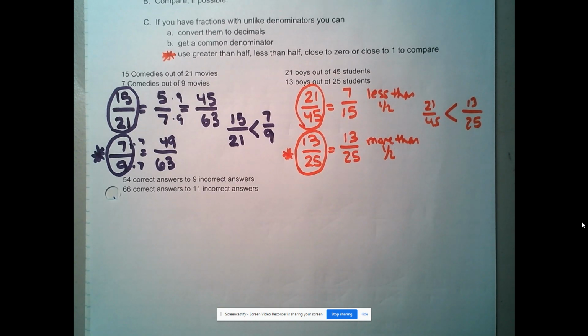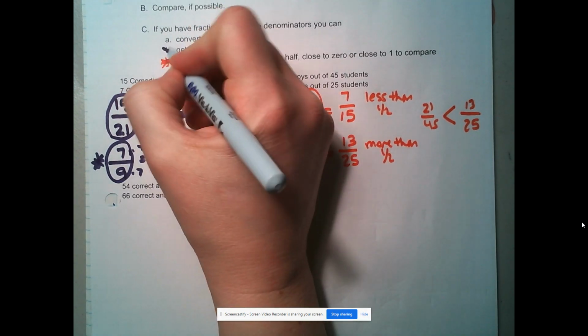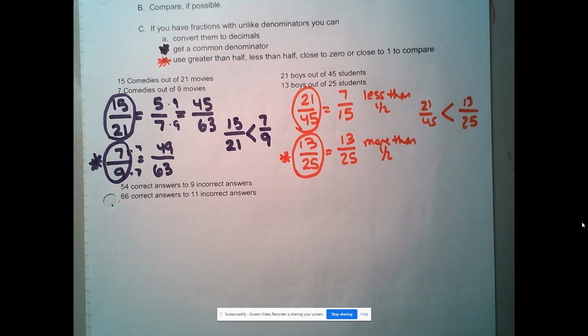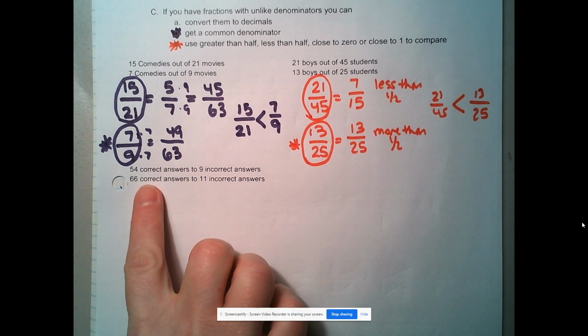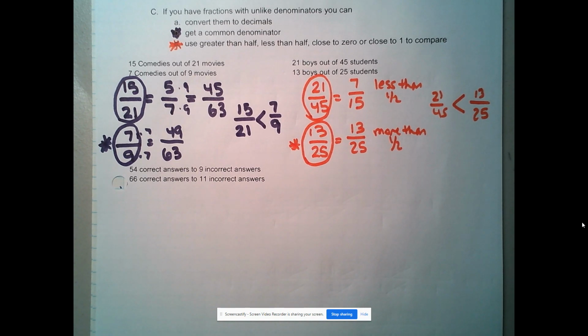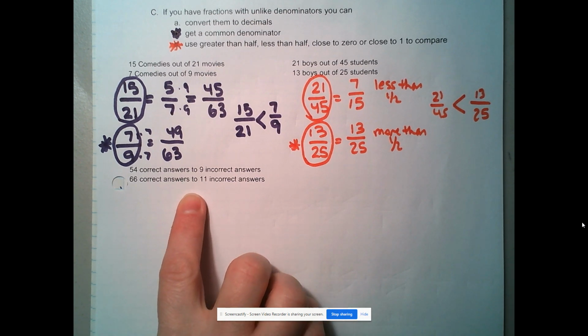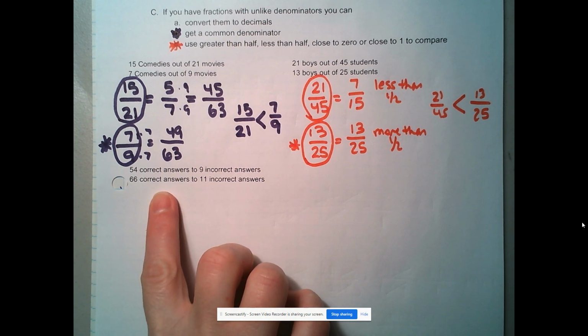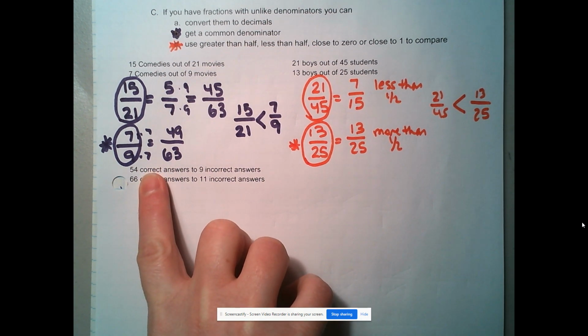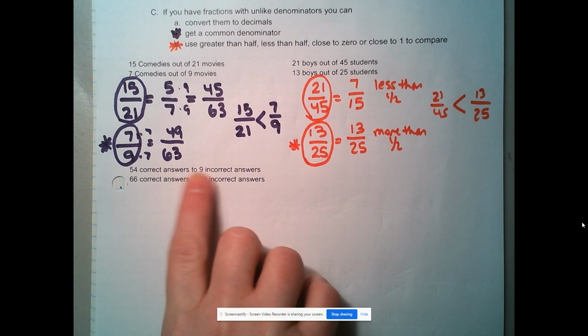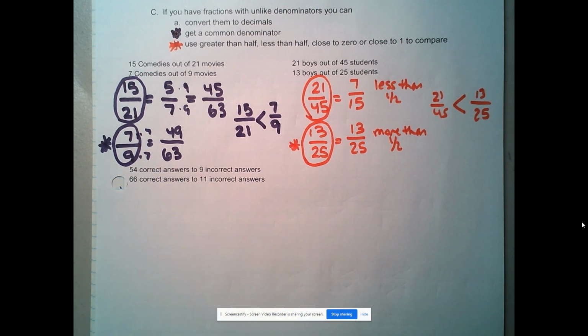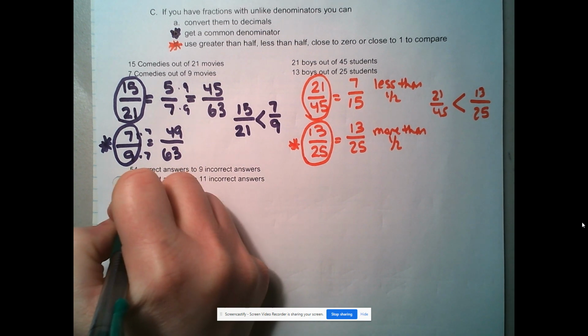All right, so far we have used get a common denominator. We've also used greater than half versus less than half as strategies. Now, 54 correct answers to 9 incorrect. 66 correct answers to 11 incorrect. This is called a part-to-part ratio. We don't do these often, but a part-to-part ratio is where we say, this person got 54 part of the answers correct, and the other 9, the other part of the answers incorrect. Most of the time we do part to whole. So this is going to be a little bit different when you think about what type of thing we're asking.